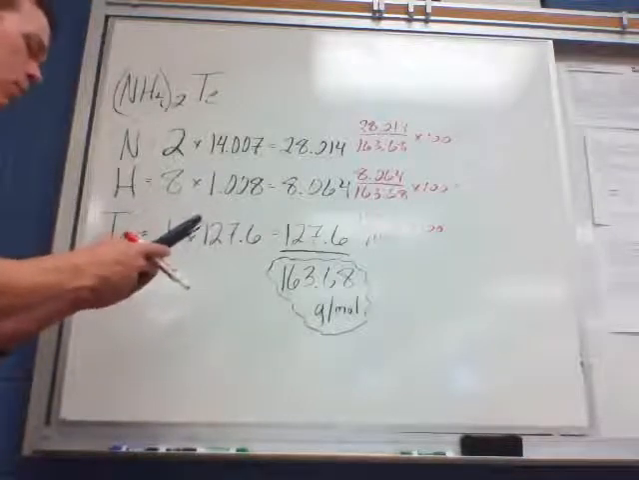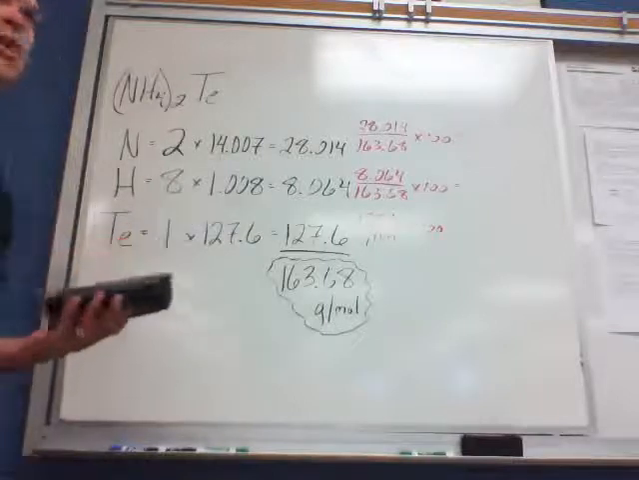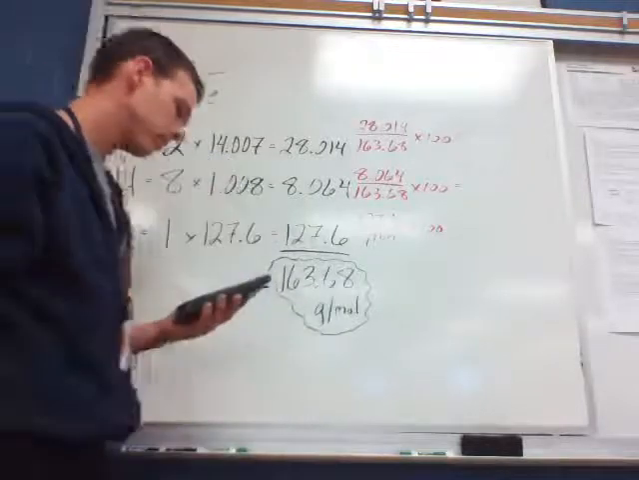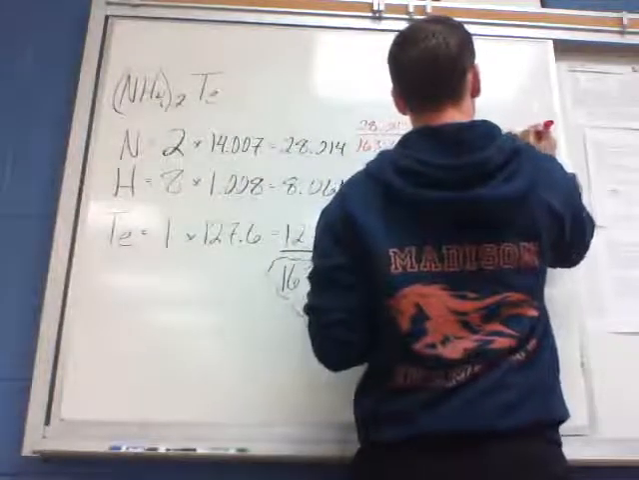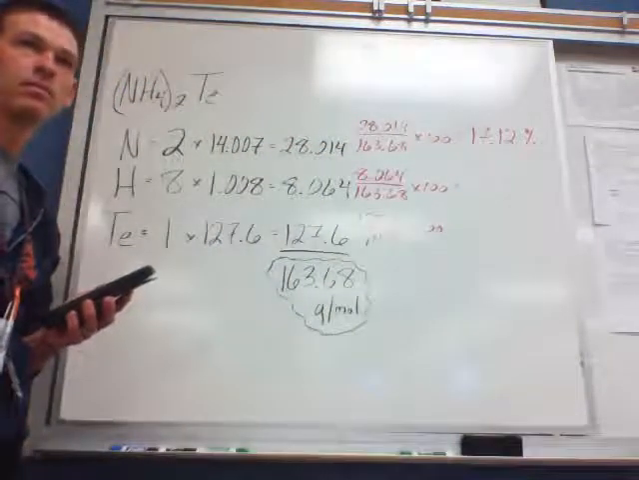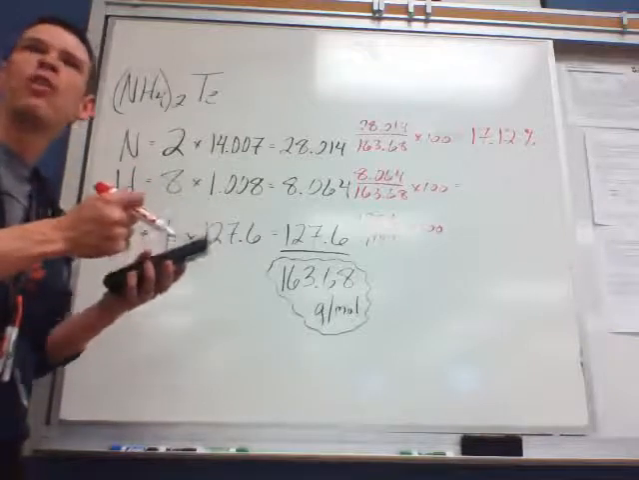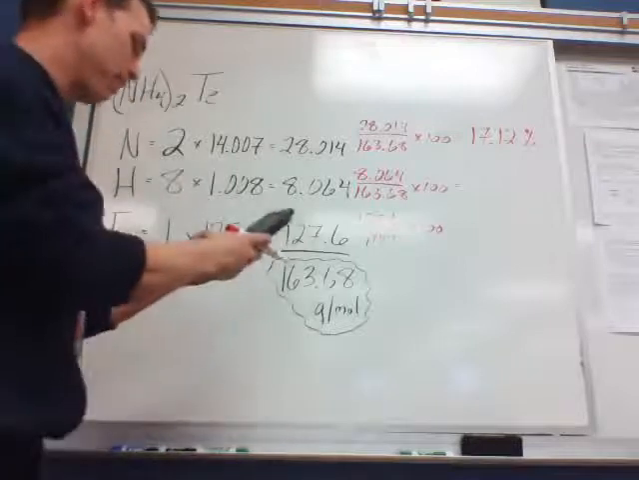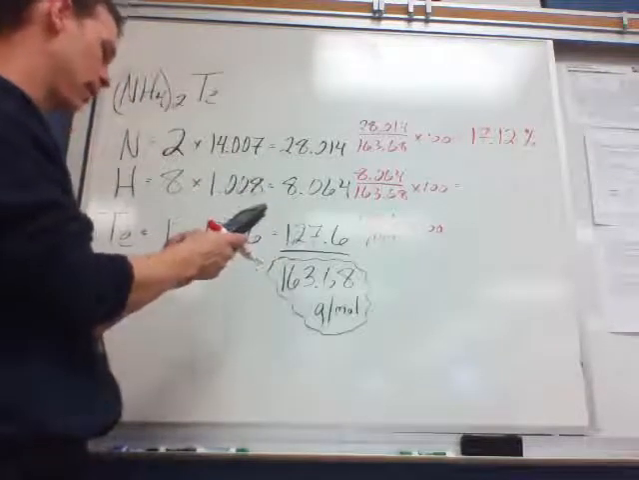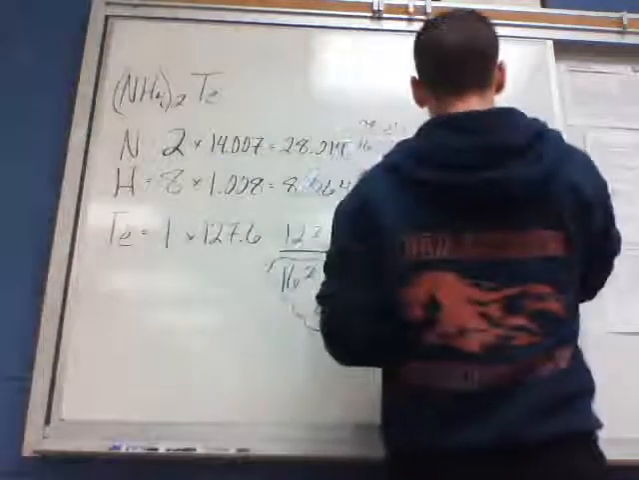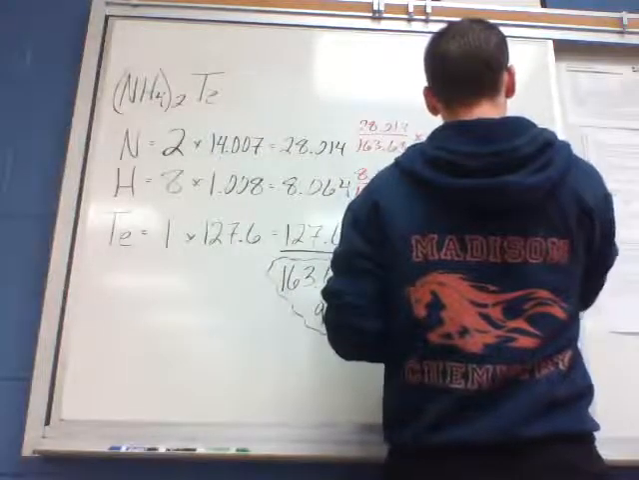28.014 divided by 163.68 times 100. Again, we're going to round to 2 numbers past the decimal. I get 17.12%. I see y'all clicking away, but make sure that while you look up here, ask a question if something's not working. Hydrogen, 8.064 divided by 163.68 times 100. I get 4.93%.